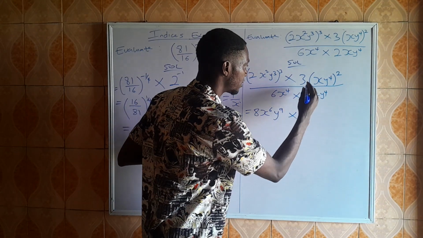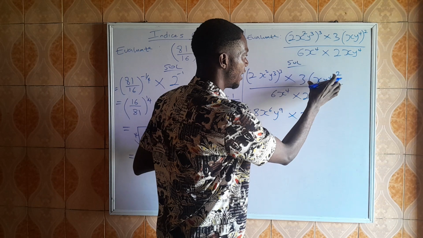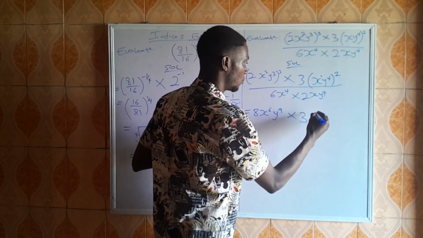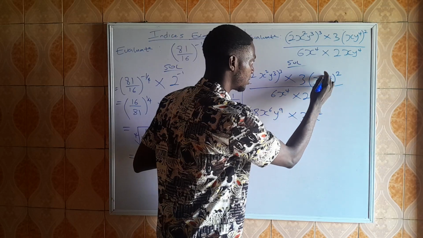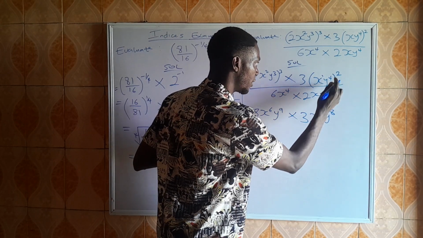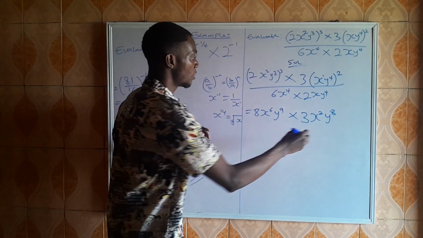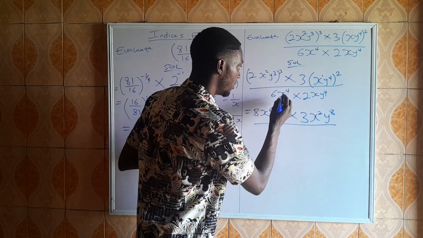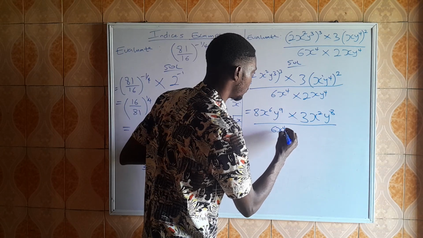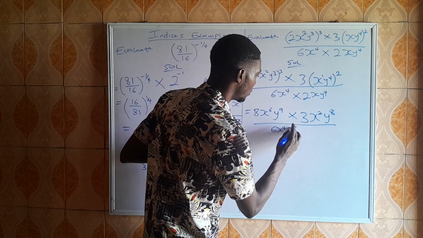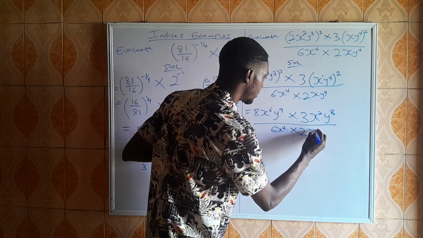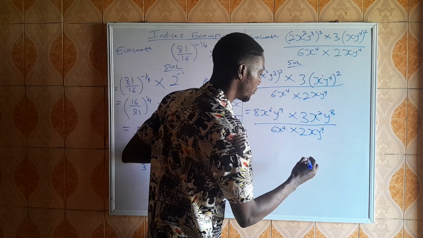Then multiply by 3. Everything in the bracket also. You have s raised to the power 1, so it will be s raised to the power 2, that is 1 times 2. So you have s raised to the power 2. Then y raised to the power 8, 4 times 2. So divided by 6s raised to the power 4, multiplied by 2s y raised to the power 4.